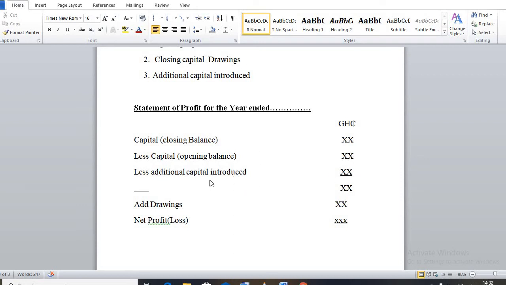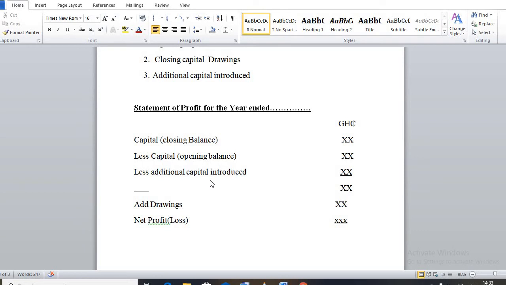We treat the additional capital introduced to be part of the beginning capital that we started with. So assuming we started business with, let's say, 2,000, and in the course of the business we said that maybe we needed more fund to run the business, or the 2,000 cannot finance the activities of the business.